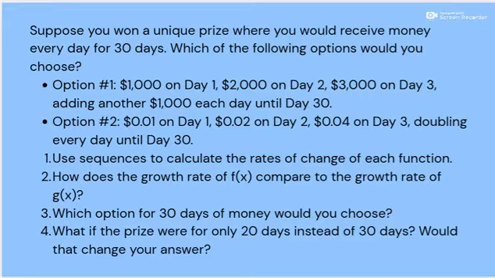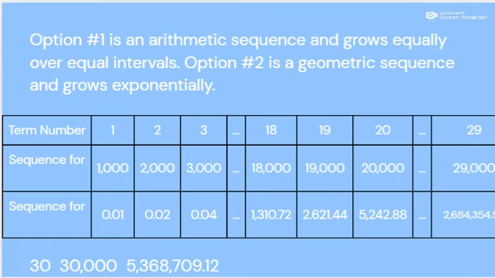So first, use sequences to calculate the rates of change of each function. Second, how does the growth rate of f of x compare to the growth rate of g of x? Third, which option for 30 days of money would you choose? And fourth, what if the prize were for only 20 days instead of 30 days? Would that change your answer? So first, option number 1 is an arithmetic sequence, and it grows equally over equal intervals, so it's a straight line. And option number 2 is a geometric sequence that grows exponentially.